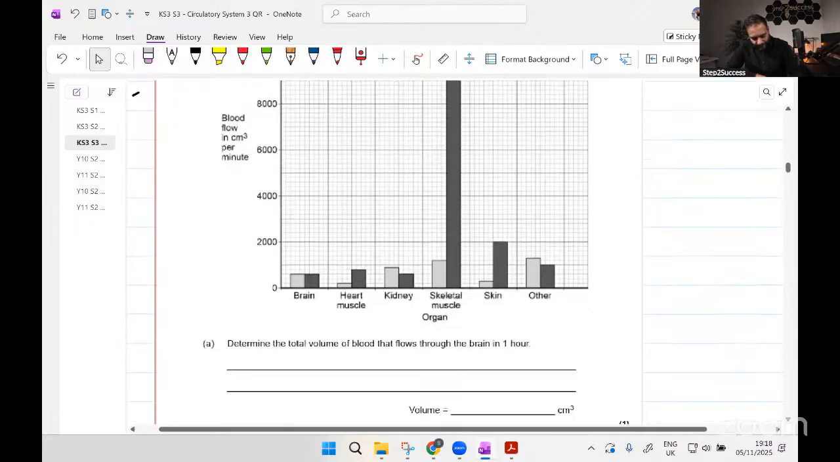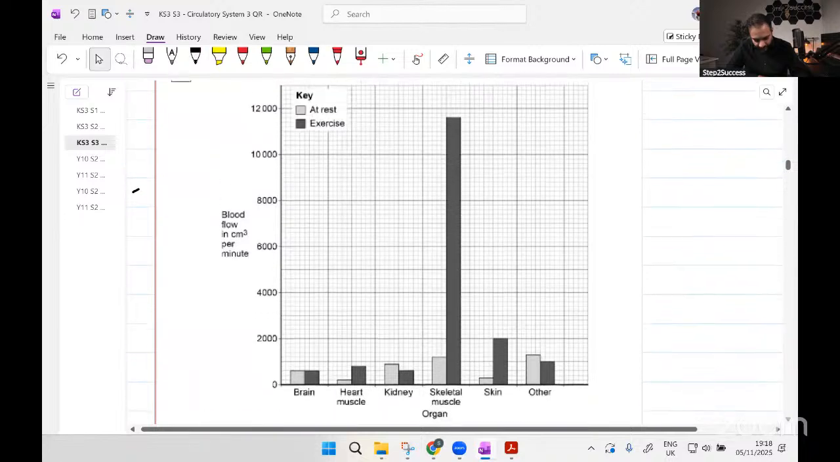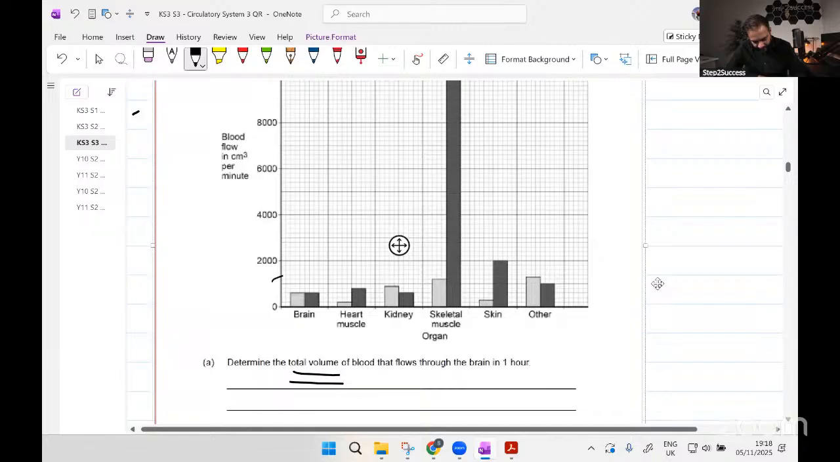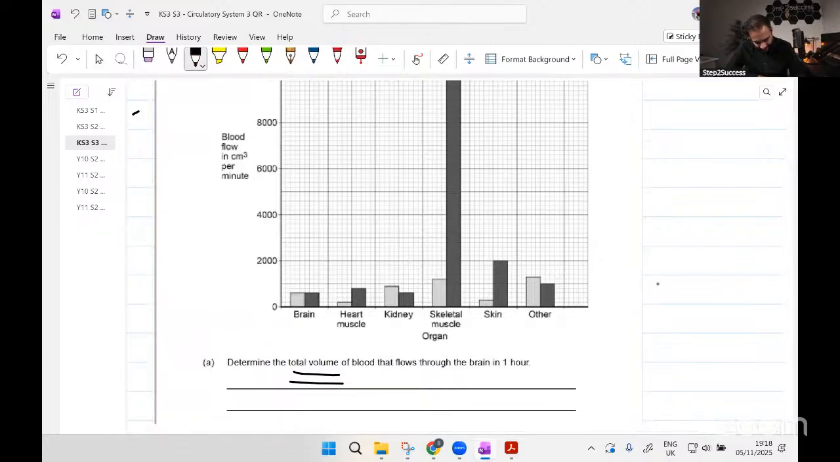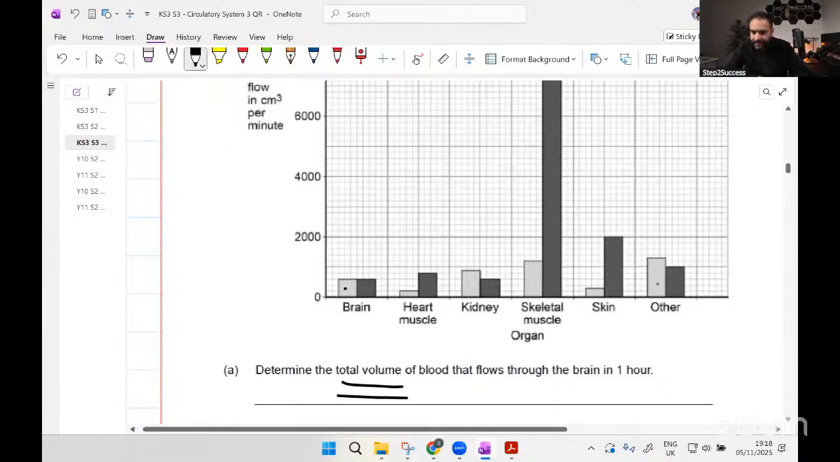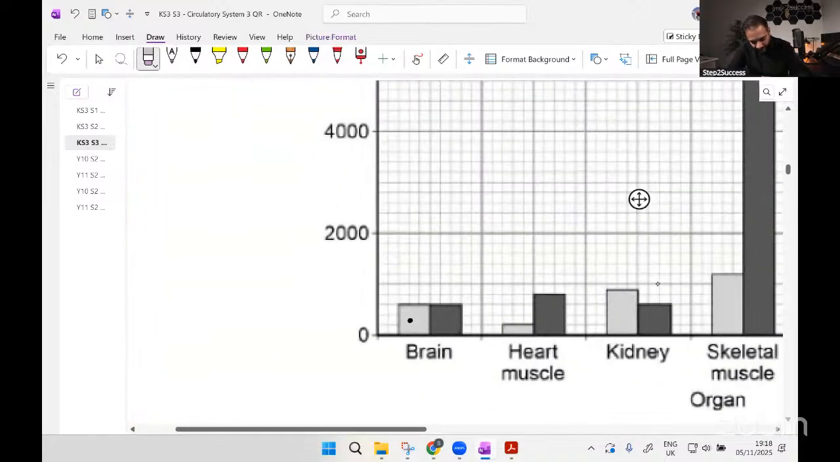Determine the total volume of blood that flows through the brain in 1 hour. So what we're going to do is look at the brain. Now, these two bars are the same, which is helpful. So what we're saying here is that regardless of whether you're exercising or resting, the speed of the blood through the brain is exactly the same. So we just use the number that it goes up to. Just be careful with reading graphs. I think people sometimes don't do this very well, figuring out what number that actually is.